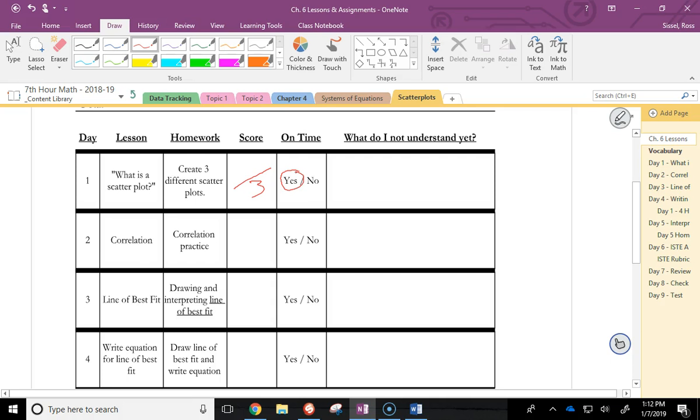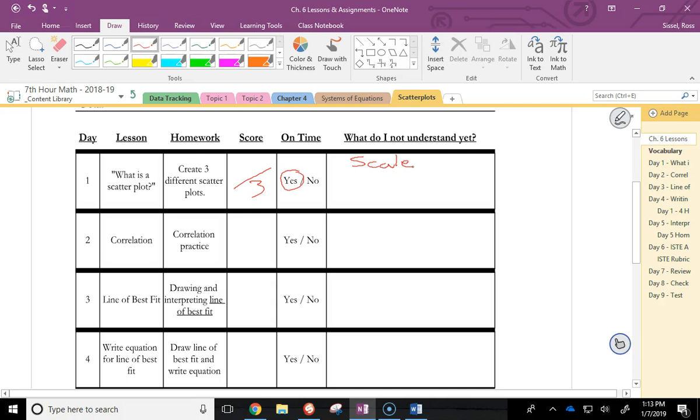To be honest, I think the number 1 thing people had troubles with was identifying the scale. That's the hardest part that we're going to do this whole unit with scatter plots. The hardest thing is the scale. So if you have that down, you should feel very confident today.